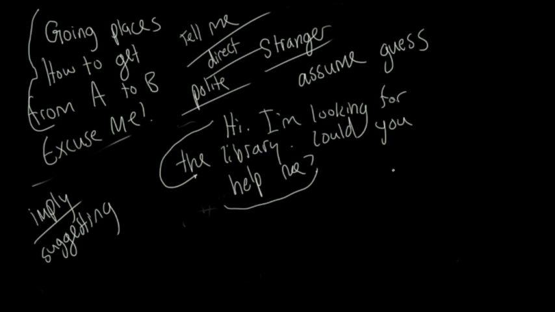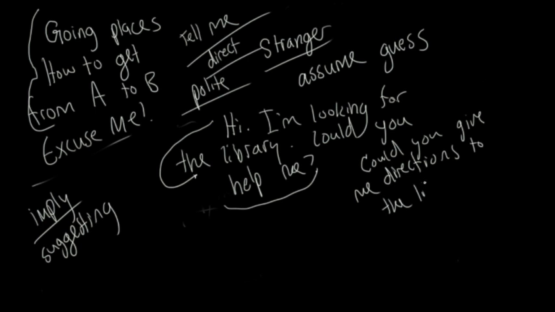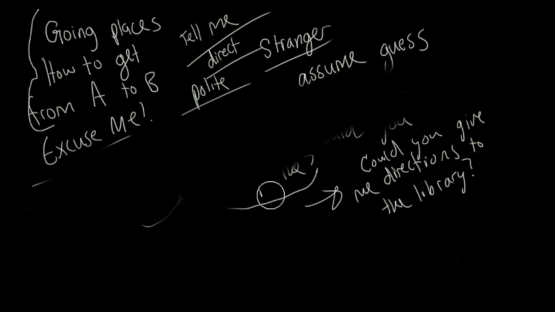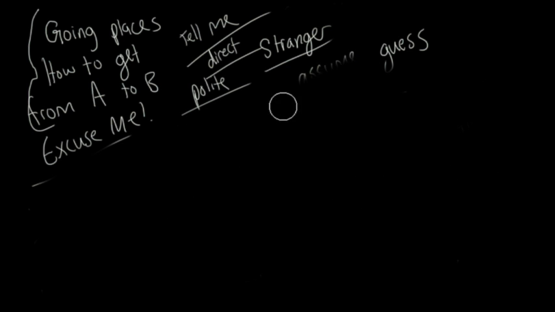And you could say that directly. "Could you give me directions to the library?" And that is basically the same. The difference is this one is suggesting or implying, this one is more direct. But it's basically the same meaning, because the person who hears, could you help me, will know that you mean give me directions because of the situation and because of what you said before.